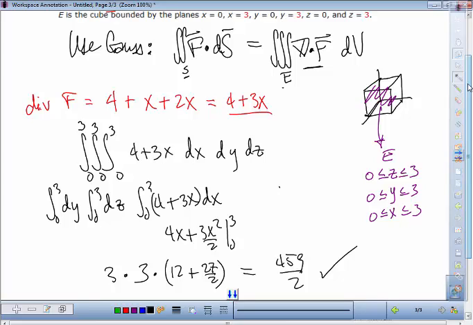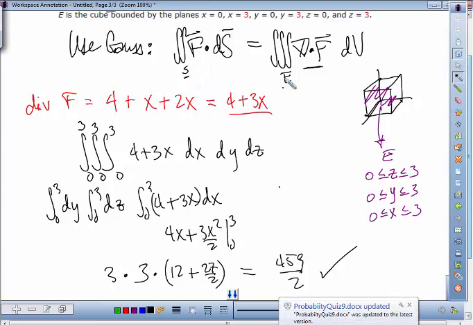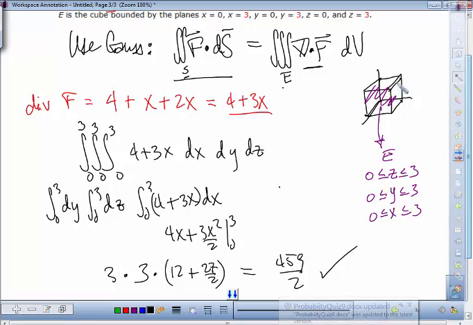Yeah. So what does the number represent exactly? Well, it's a flux of this vector field. If we look at it from the flux side of it, it represents how much, I guess it's not work, how much flow from the vector field is passing through this cube.